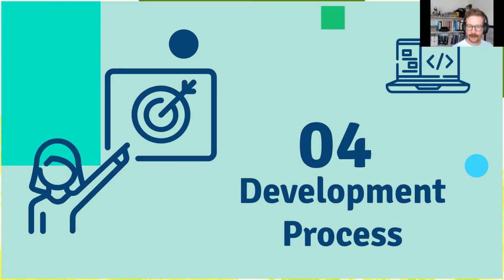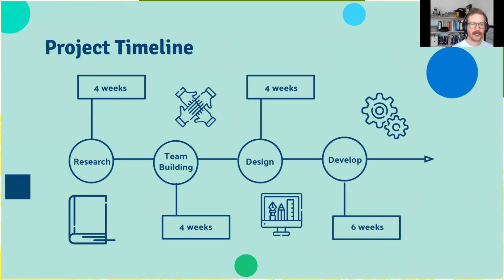Hi, my name is Jeff, and I'm going to be talking about our development process. Our project timeline can be roughly divided into 4 sections. Research, where we looked at the specifications and the technologies that were going to go into our project. And from this research, we morphed into team building, where we established our communication over Discord and our version control and collaboration, which happened over at GitHub.